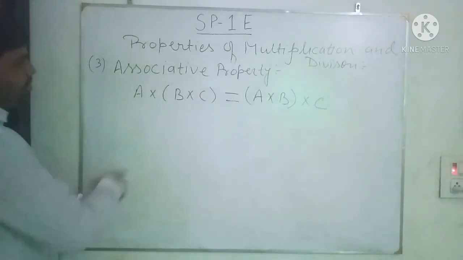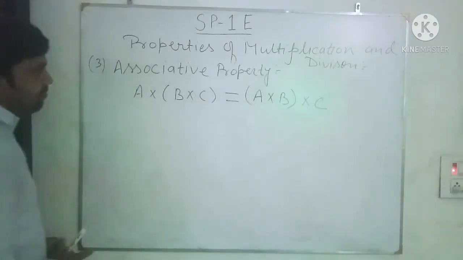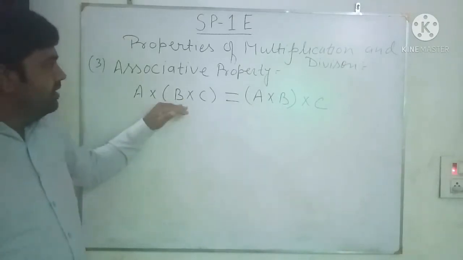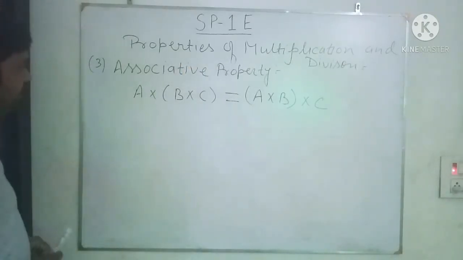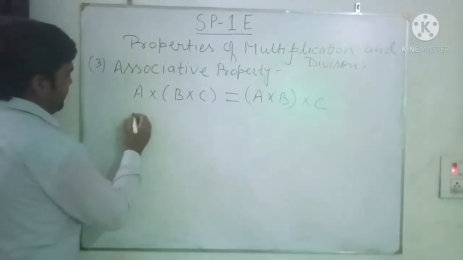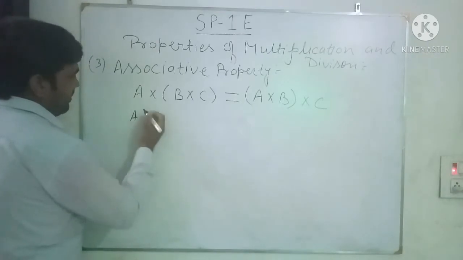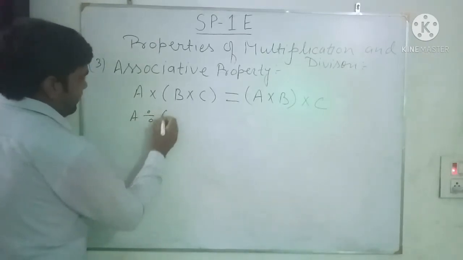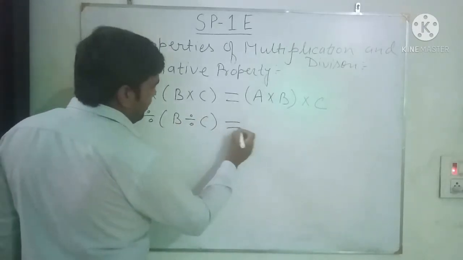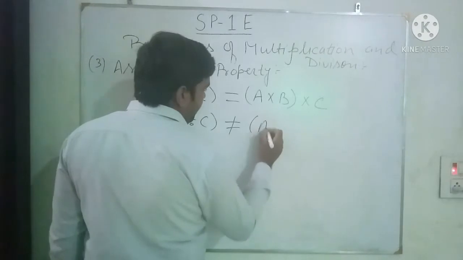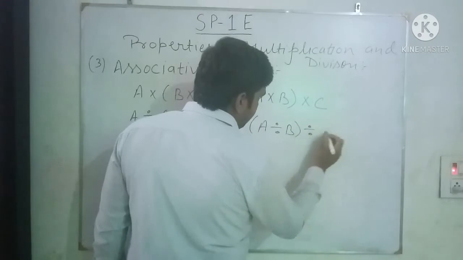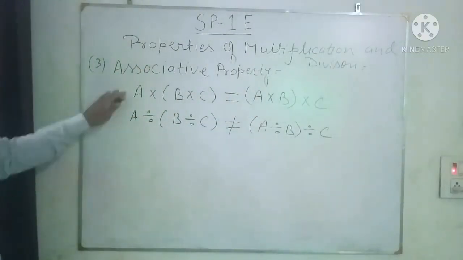So this means the associative property of multiplication holds. This associative property holds in the multiplication of integers, but it does not hold in the division of integers. Okay, now see, a divided by b divided by c is not equal to a divided by b divided by c with the order changed. This does not hold.